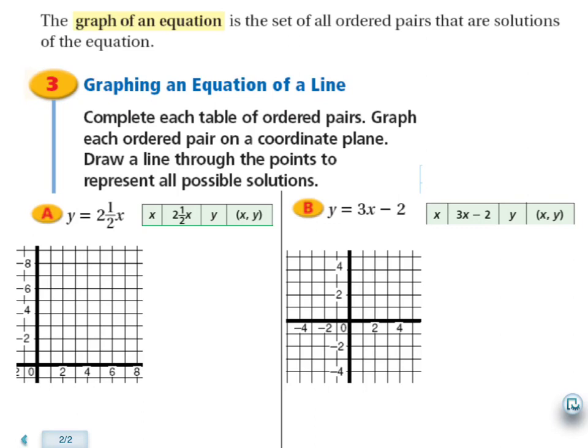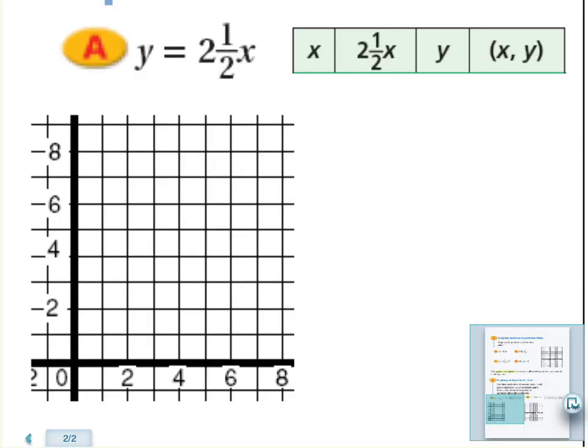Okay, we're going to graph the equation of each of these lines, and I'm going to read the directions for us. Complete each table of ordered pairs. Graph each ordered pair on a coordinate plane. Draw a line through the points to represent all possible solutions. So there's no way for us to make a table that incorporates all the possible solutions for these two. But we can get enough solutions that we can graph it. We'll get close enough. So a little bit better. And let's do them.